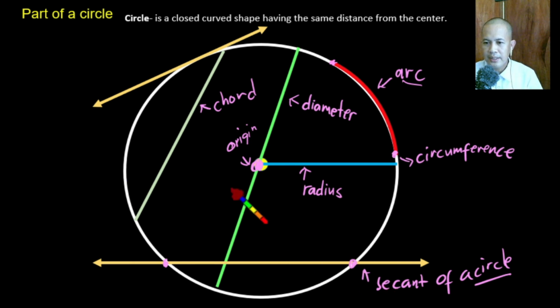And the last part here, a line that touches one part or one point of the circle, is called a tangent. Okay, so it touches the circle. So one touch of the circle is called the tangent of a circle. So a secant has 2 points and a tangent has 1 point. So those are the different parts of a circle.